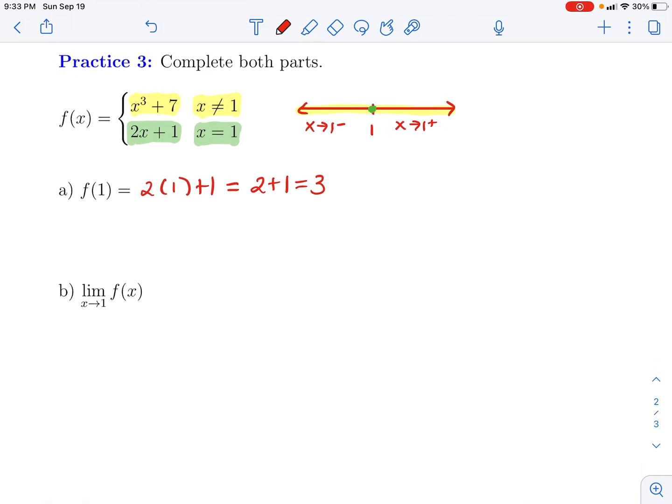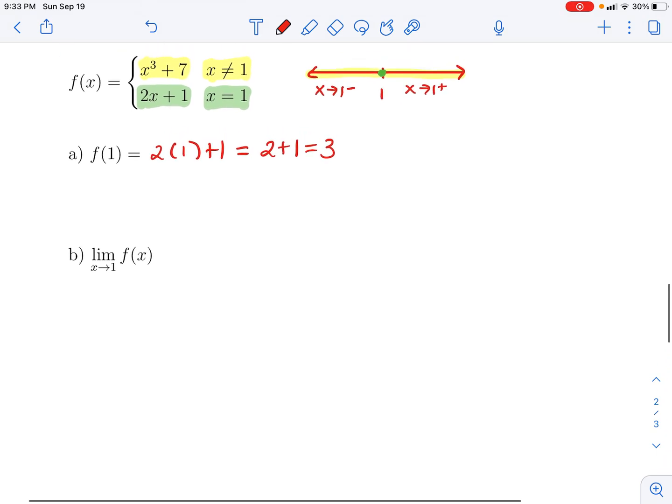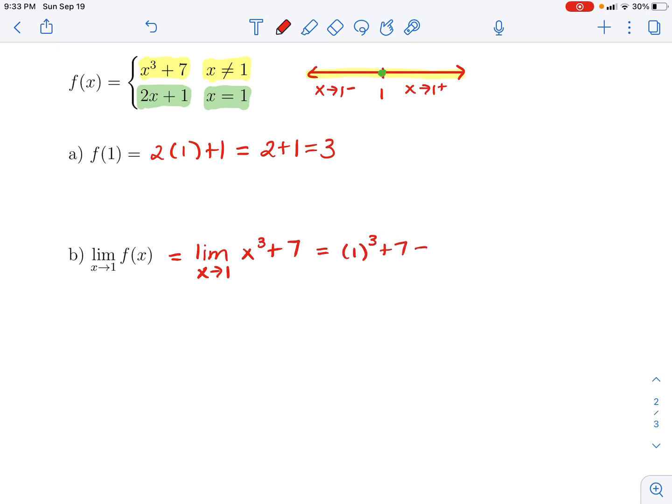Okay, so we don't necessarily need to consider the left-handed and right-handed limits because it's going to be the same function. All right, and so if it makes you happy, you could do it, but you're going to get the same answer here as if you just said that this is the limit as x approaches 1 of x cubed plus 7. Okay, and then from here, just remember to plug in 1 for x. So this is 1 cubed plus 7, which is equal to 1 plus 7, which is equal to 8.